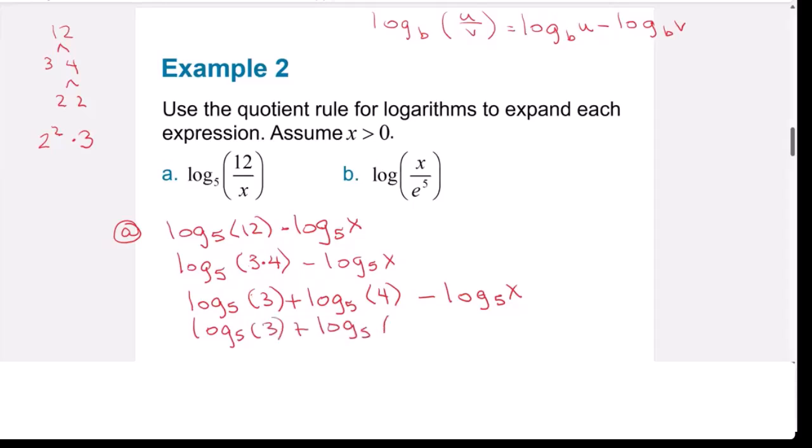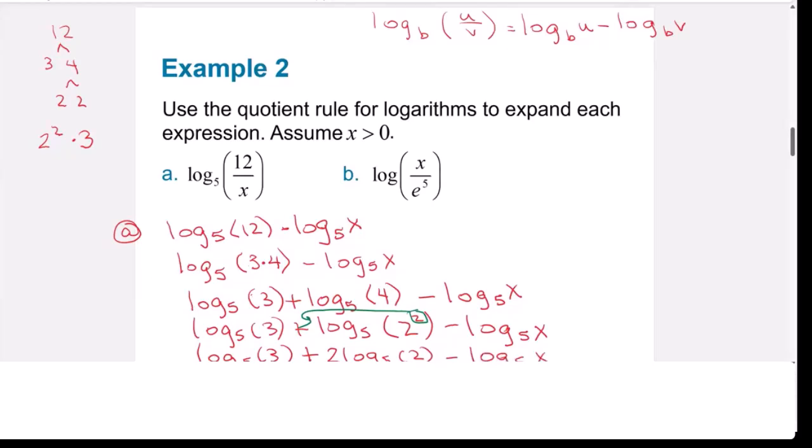I could also say that this 4 is equal to 2 squared. And I could then use my power rule. And what the power rule does is it takes the exponent and brings it over to the front. I would get 2 log base 5 of 2 minus log base 5 of x.